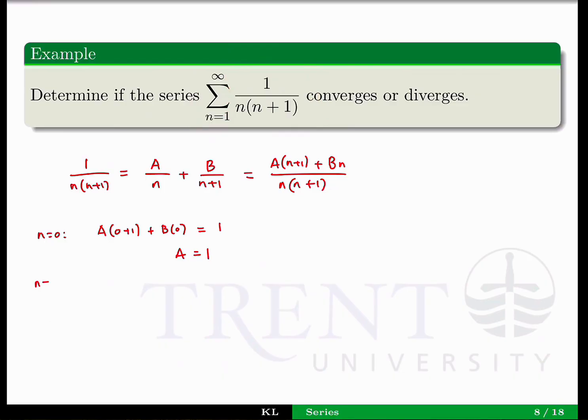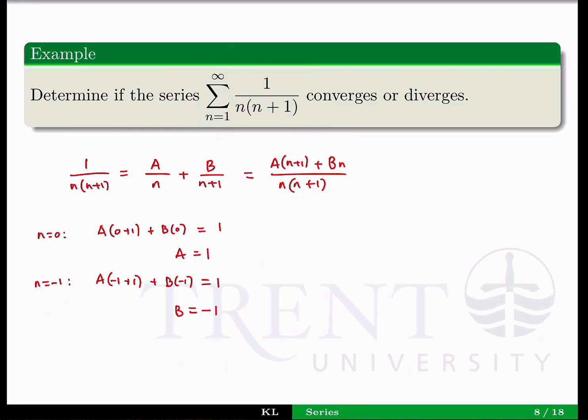And if we choose n equals negative 1, we will have here a times negative 1 plus 1 plus b times negative 1. Again, that's equal to 1 because in here, this is just constant. But this means your b equals negative 1. Note that our n here starts from 1. But in here, we use n equals negative 1. It doesn't really matter. Whatever number you can use in order to find your b, it's allowed.